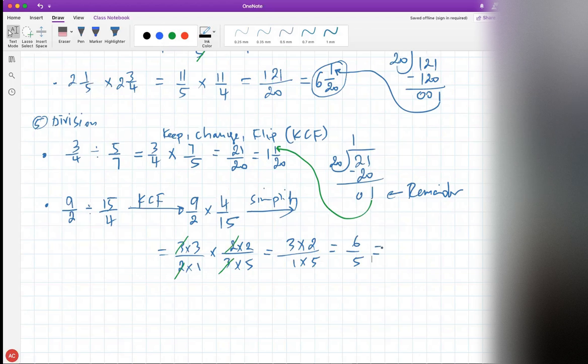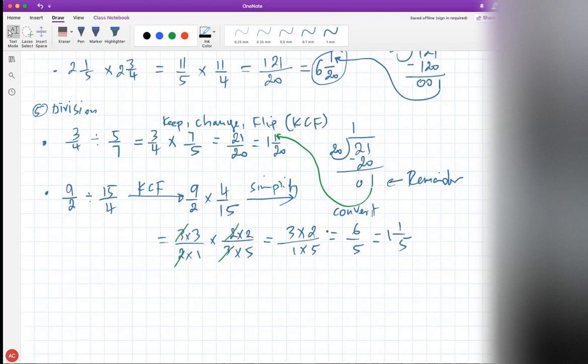All right, what is this as a mixed number? 1 and 1/5. That's right. So reduce, simplify, and finally convert. If you simplify here, you wouldn't have to simplify here. It's already simplified, as you can see, small numbers. Just need to convert it if it's an improper fraction.